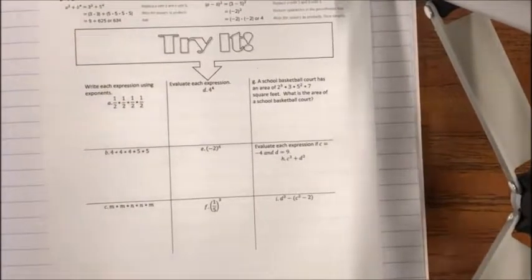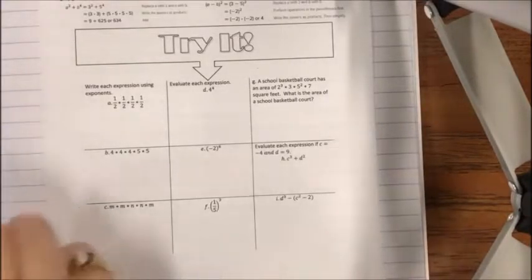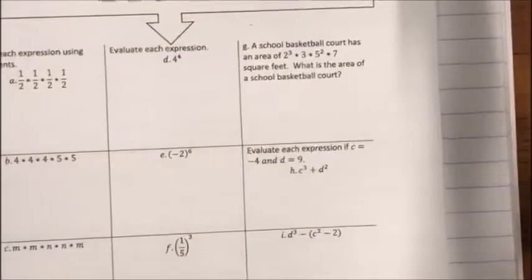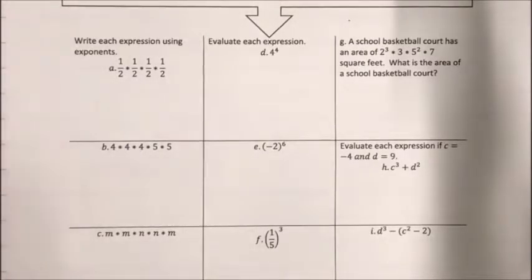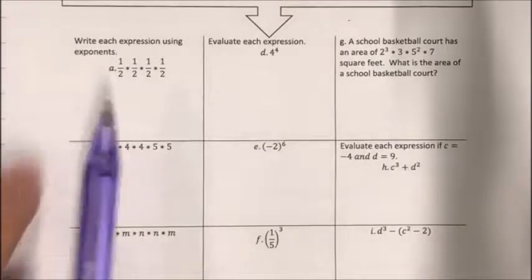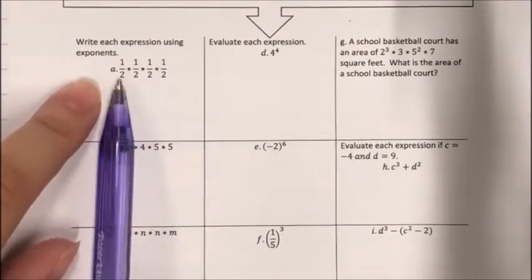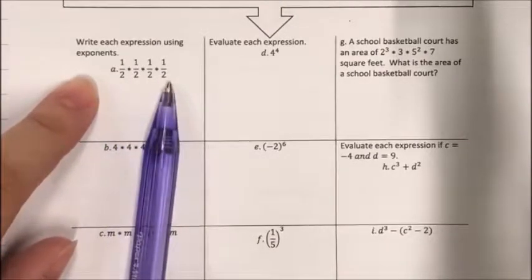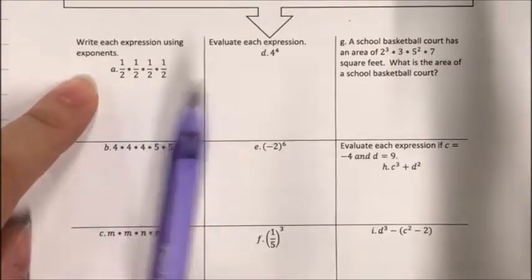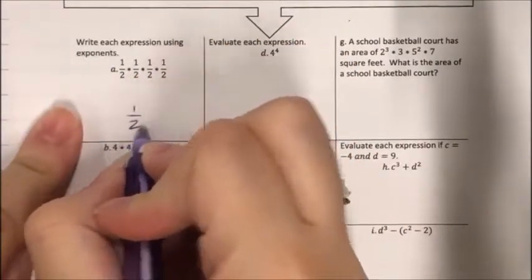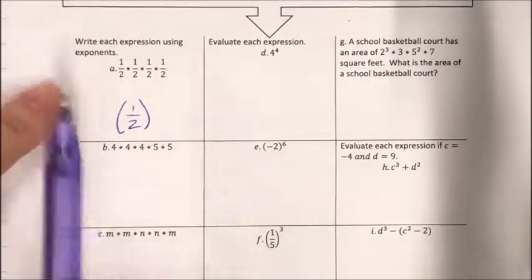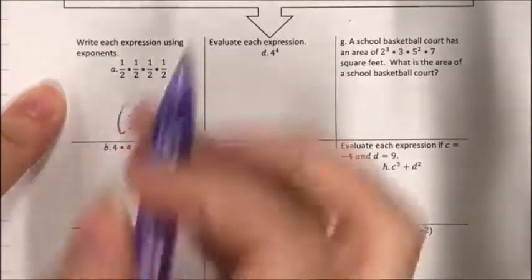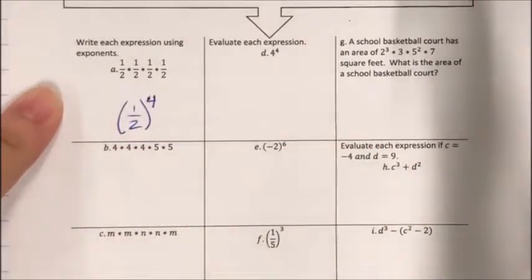All right, so you've paused the video. Now let's go over the try-it problems. Okay. So the first couple of problems over here, A, B, and C, ask you to write each expression using exponents. So my base here, I have 1/2 times 1/2 times 1/2 times 1/2. So my base is going to be 1/2. I'm going to put that in parentheses. So anytime you have a fraction, it's a good idea to put it in parentheses. And there are 1, 2, 3, 4 of them, so it's 1/2 to the 4th power.